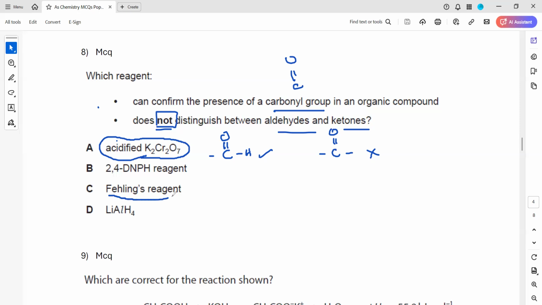Same thing, Fehling's or Benedict's solution gives a red precipitate. It's a blue solution. If it is an aldehyde, it will give a red precipitate, but with a ketone, it does not react. So we can distinguish using Fehling's or Benedict's solution whether it is an aldehyde or a ketone.